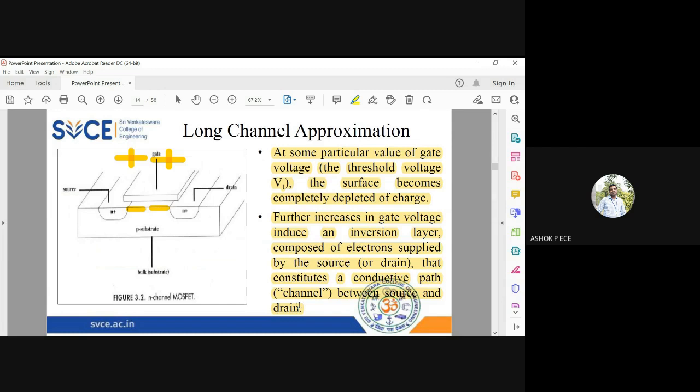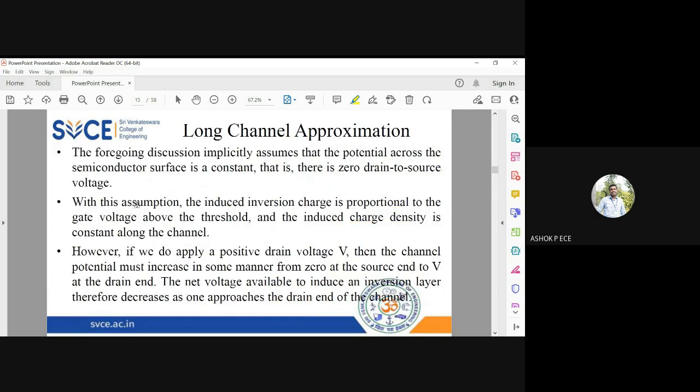So slowly, when you increase the gate voltage, the holes are completely repelled away. At one particular voltage, there are zero holes, and once there are zero holes and a lot of electrons, there is a path for the drain current to flow, and there is a channel existing between the source and drain. The channel is the conductive path, which is what to mention here.